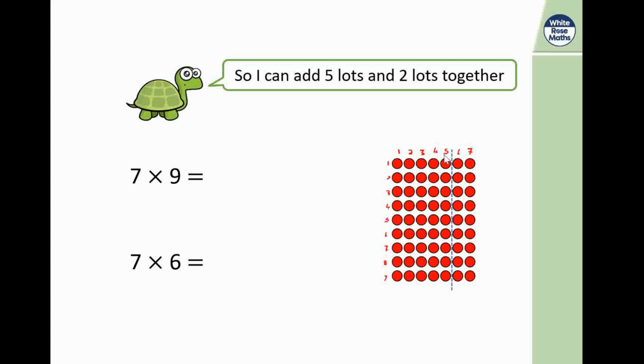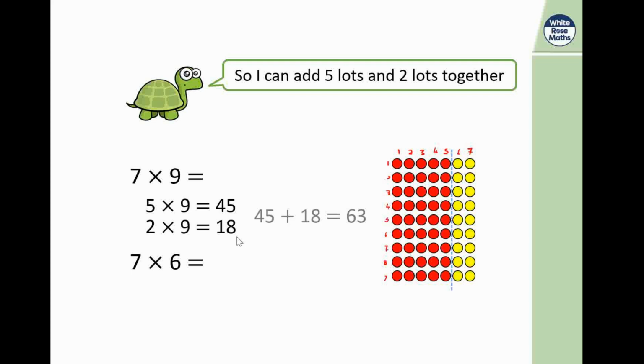So this is the 5 times table, isn't it? Because you have 5 counters times 9, which we did. And this is the 2 times table, these extra 2, to create our 7 times table. So 5 times 9 is 45. 2 times 9 is 18. You need to add them, and then you get your 63.